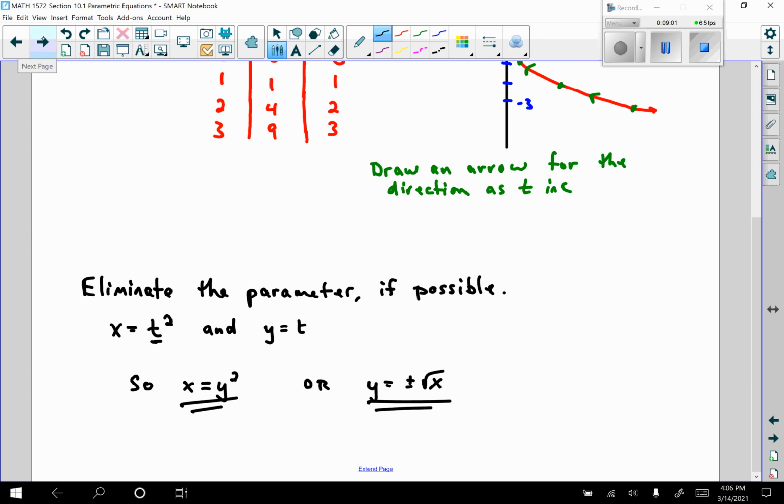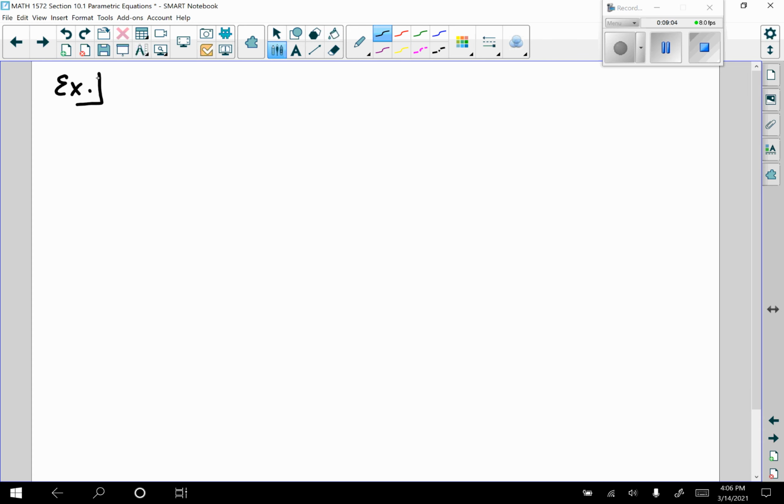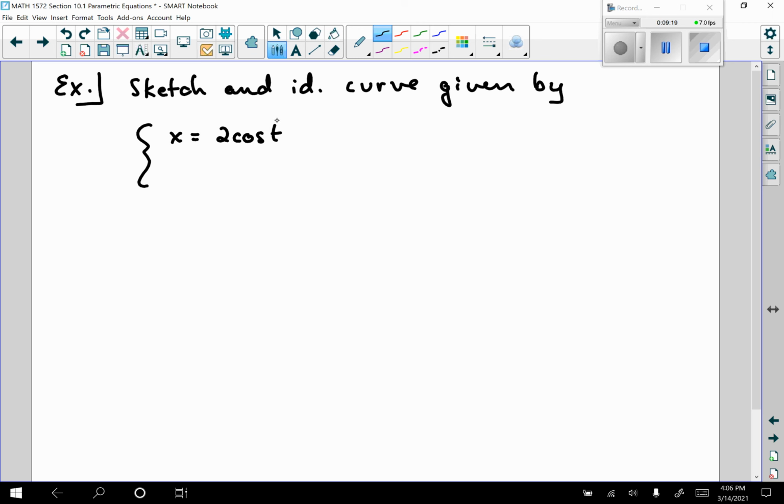Let's try another one. Let's go ahead and sketch, and then identify the curve given by x is equal to 2 cosine t, y is equal to 2 sine t, for t from 0 to 2 pi. So when I go to create my table, my lowest value I'm going to choose here is going to be 0. So we'll make t, x, and y.